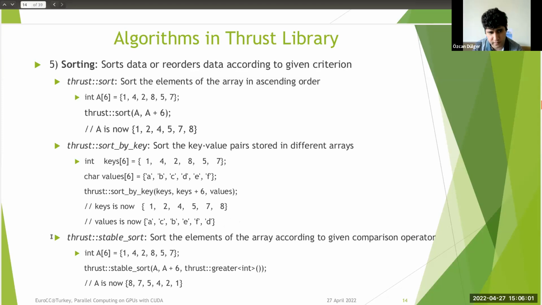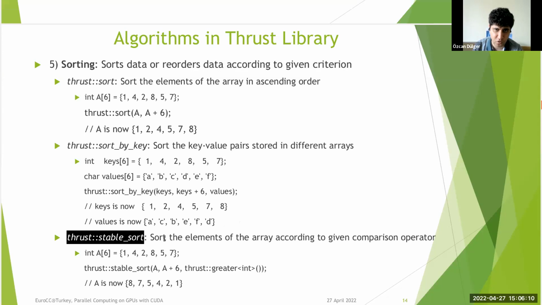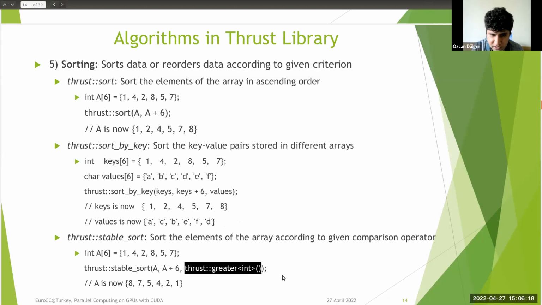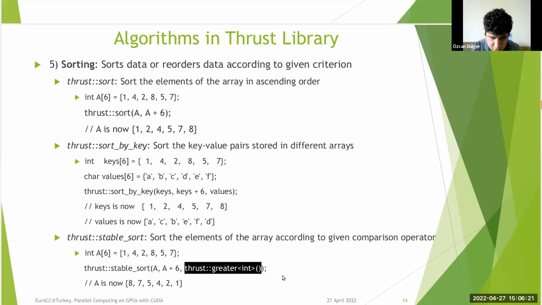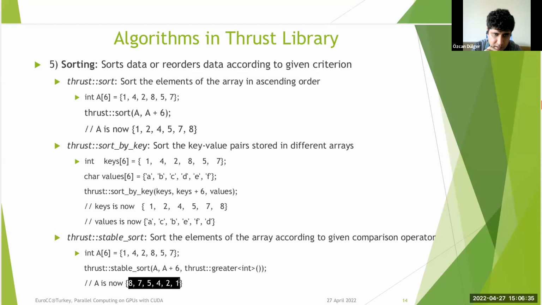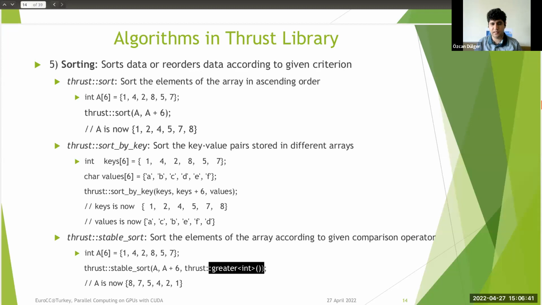And the third one is stable_sort. It sorts the elements of the array according to the given comparison operator, this one. So the comparison operator checks whether it is greater than the previous one or not. After running this function, we get this output. The numbers are now in descending order because of the comparison operator, this greater comparison operator.